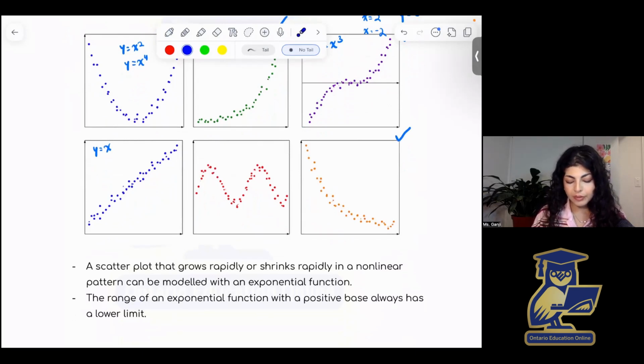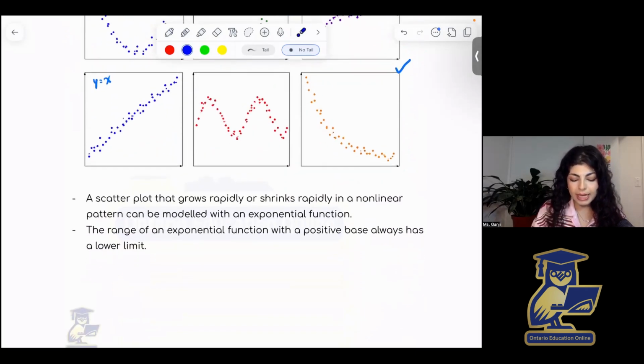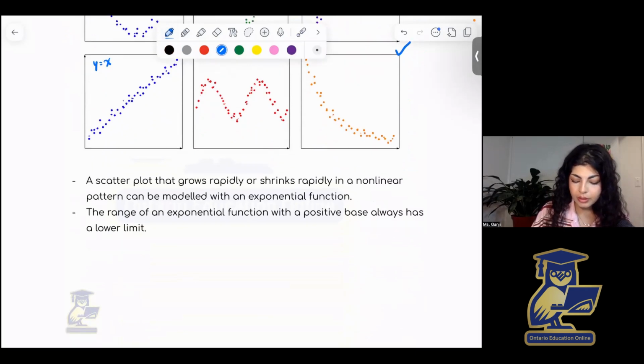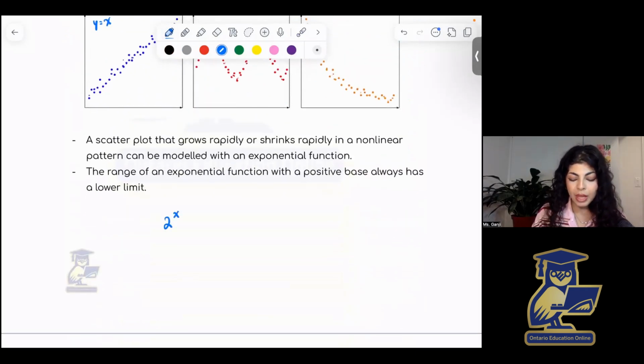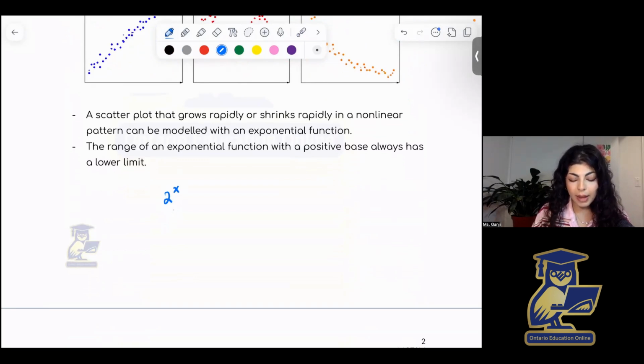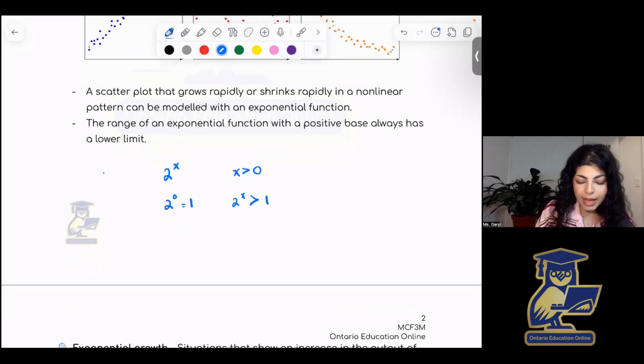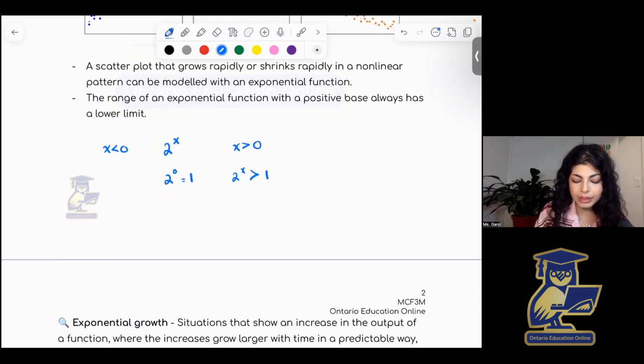Now, here as well, the range of an exponential function with a positive base always has a lower limit. So what that means is, consider 2 to the power of x. Any x value that I put here, so consider first 2 to the power of 0 is 1. And then we know that when x is greater than 0, then 2 to the power of x is also going to be greater than 1 because it's growing. However, when x is less than 0, so for example, 2 to the power of negative 1, remember this is just 1 over 2.